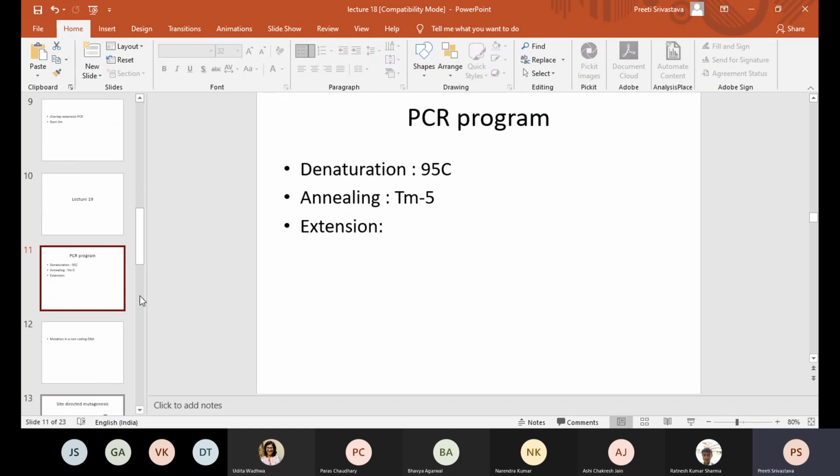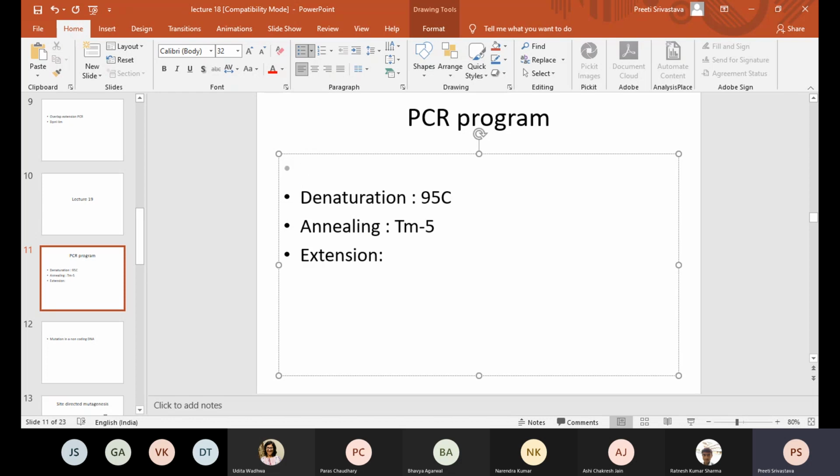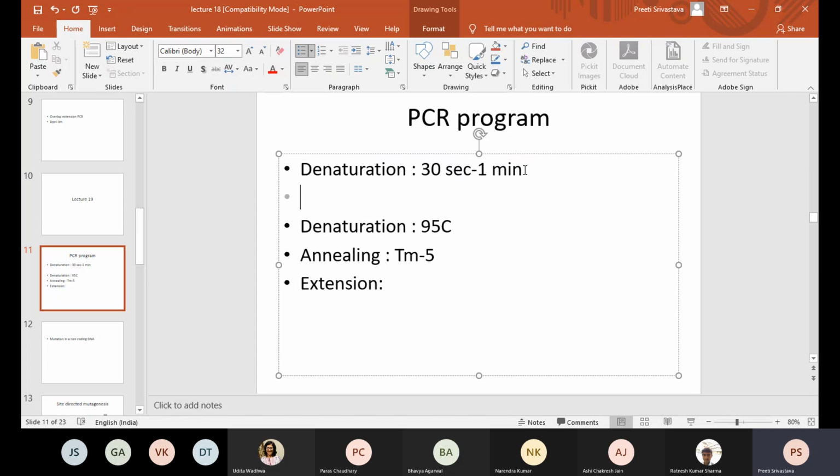Then we were discussing the PCR program. In the PCR program, we have the cycles. We are going to do a hot start. That means you will have a step of denaturation. Denaturation is usually done for 30 seconds to 1 minute maximum, except in certain conditions which you will be doing in your labs.